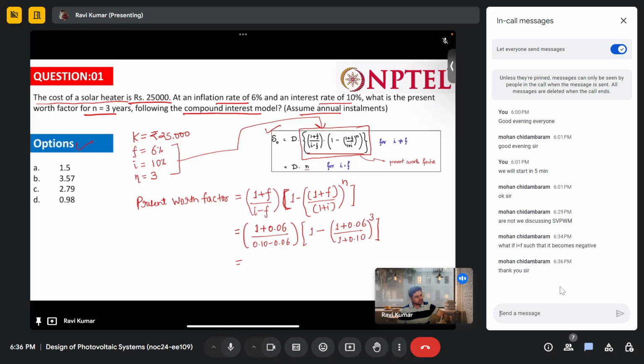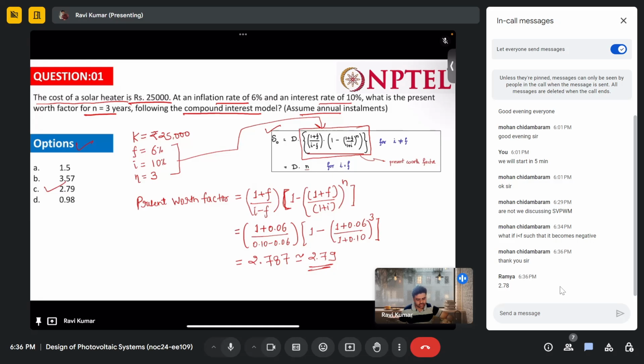I am getting something 2.78. What is next? 7. So it is corresponding to 2.79. And this 2.79 is C. Yes, Ramya, right. 2.78, 2.79 is the correct answer.